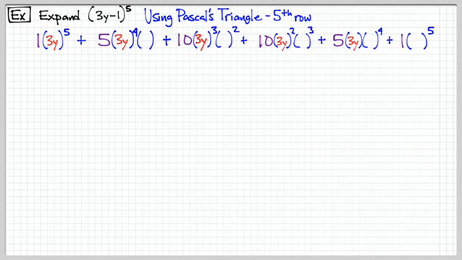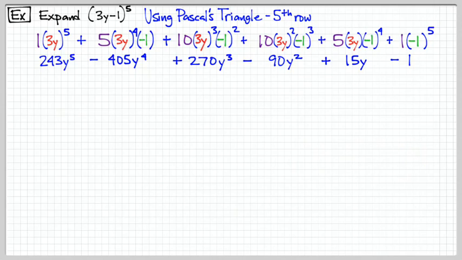Now I'm just going to populate the a's. In this case, a is my 3y, and I'll populate my b's. b is negative 1 right here. And I put that in here, and now I'm going to take my next step of simplifying it all out. And this is how we have used Pascal's triangle to expand out a term like this.